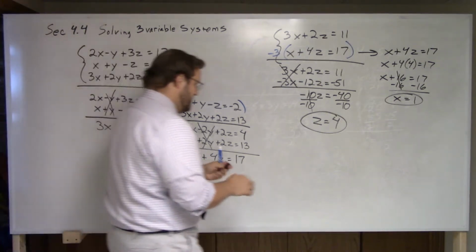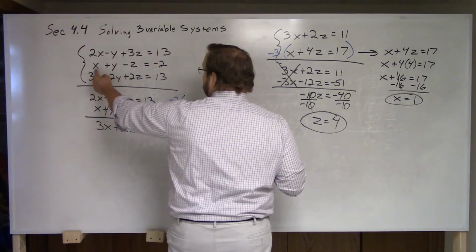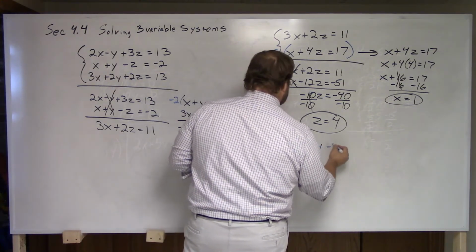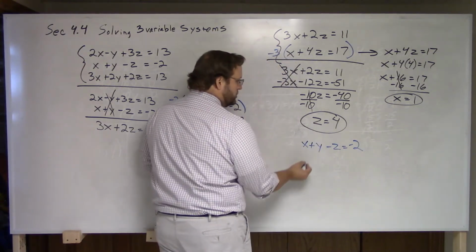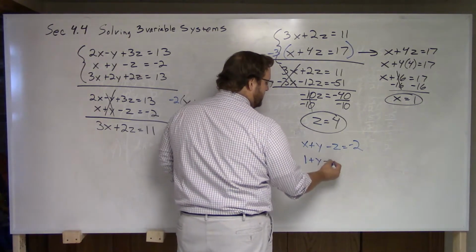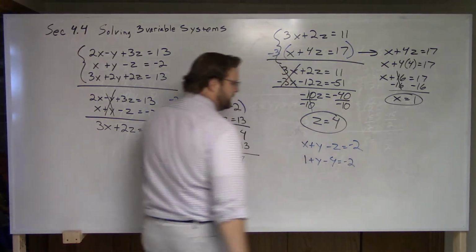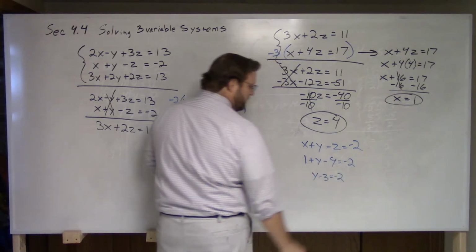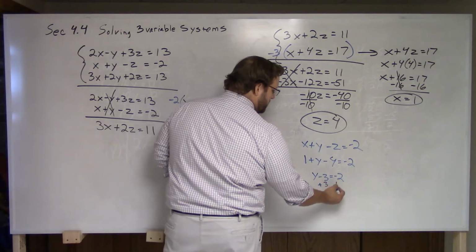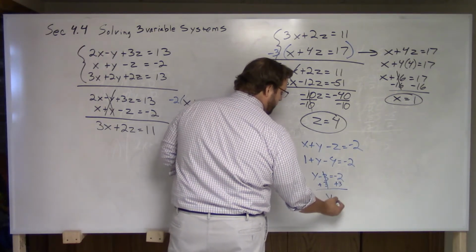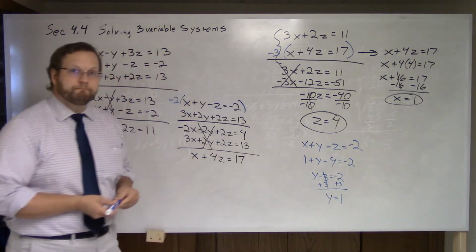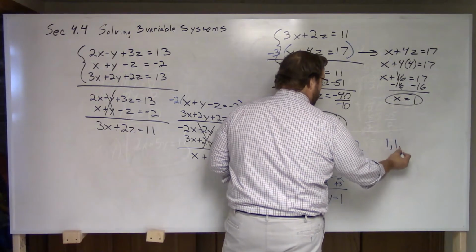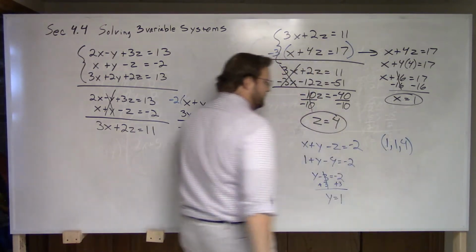Okay, so let me go down here. I'm going to pick this middle one just because it seems simplest. So I have x plus y minus z is negative 2. So 1 plus y minus 4 is negative 2. Y minus 3, and then add a 3. And y equals 1. Okay? And then finally we can say x, y, z. And there's your answer.